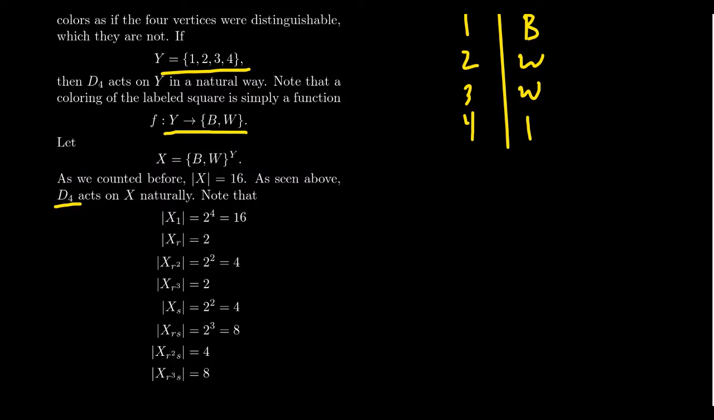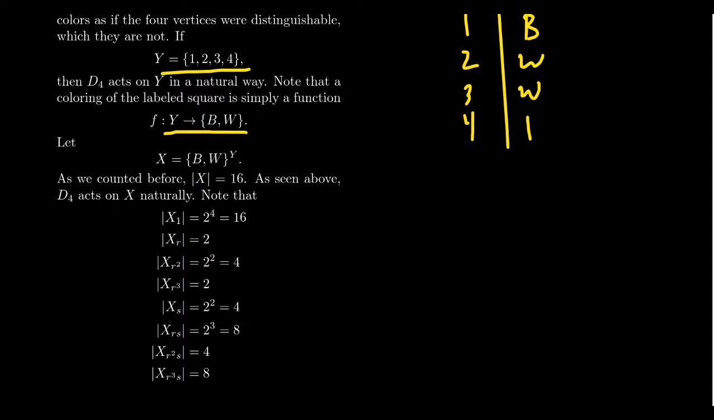So let's look at the stabilizers for a moment. I should say the stable sets. Who is stabilized by the identity? That's an easy one. Every coloring with its orientation is fixed, and therefore you're going to get 16. The stable set of the identity is always the entire thing, so we get 16 right there.